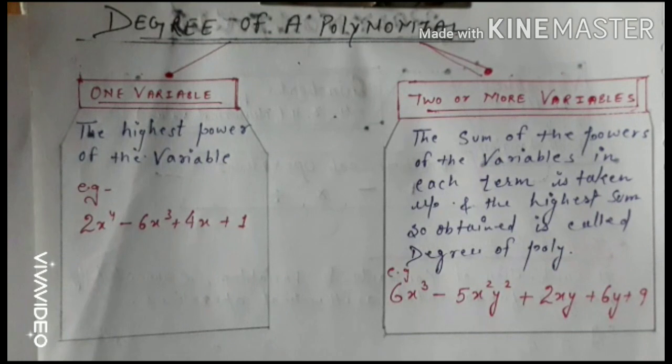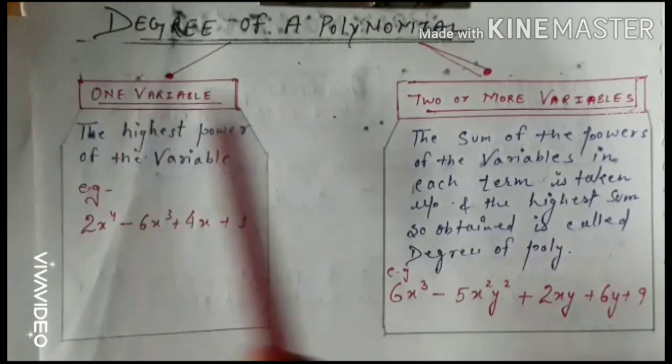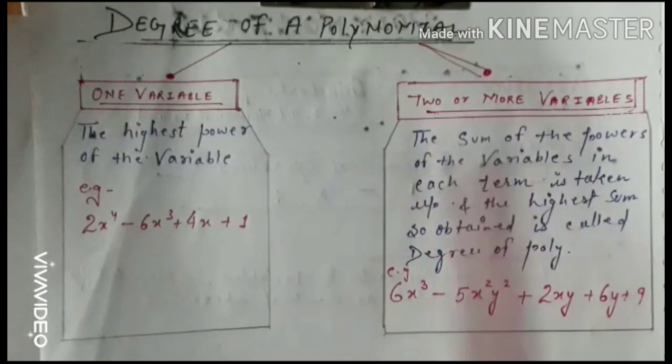Degree of a polynomial. Generally, the highest power of the variable in a polynomial is your degree. According to the degree of a polynomial, there are two types you have to find. First is in one variable, and the second is in two or more variables.